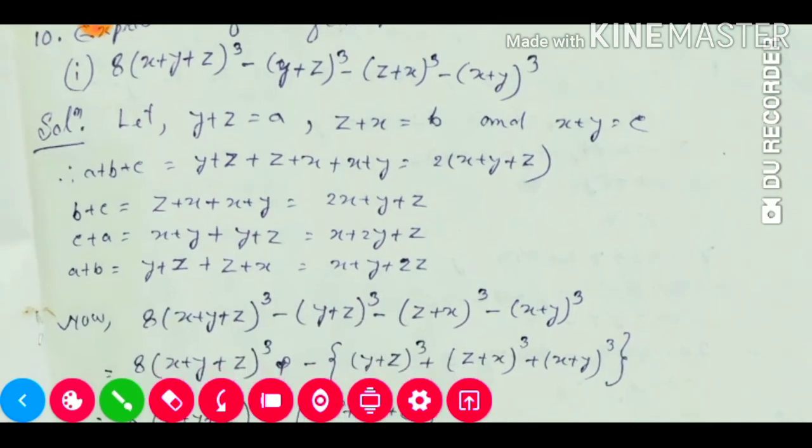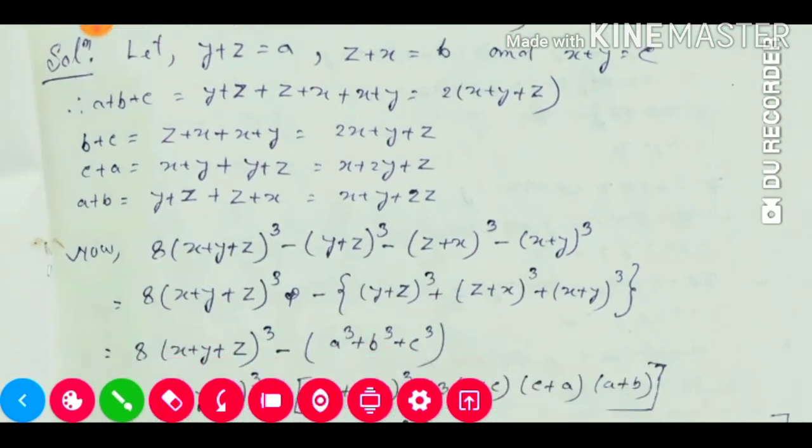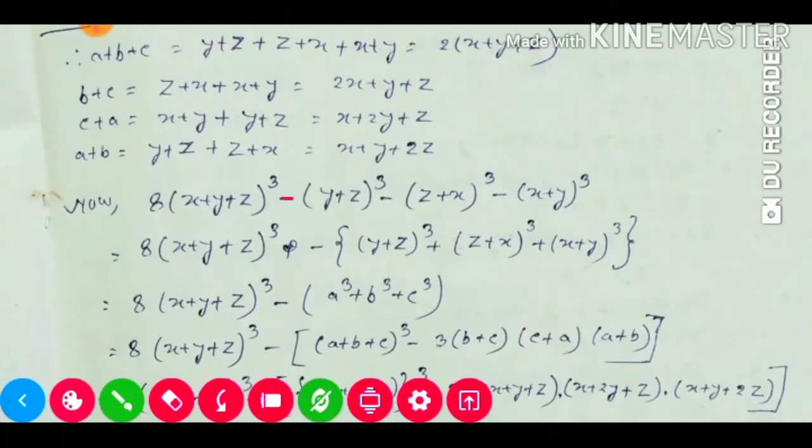Now whatever expression was given in the question, we will write it here, and from here we'll take minus as common. This minus we are taking common, so this one will be plus here, and this minus 1 will be plus here. Now we'll put the values. This one we are considering y plus z is equal to a, so a cube. This one we are considering b, so it will be b cube. This one will be c cube.